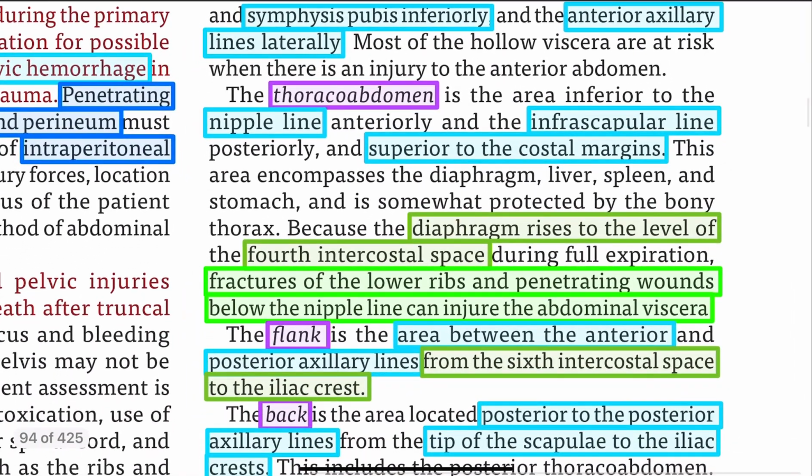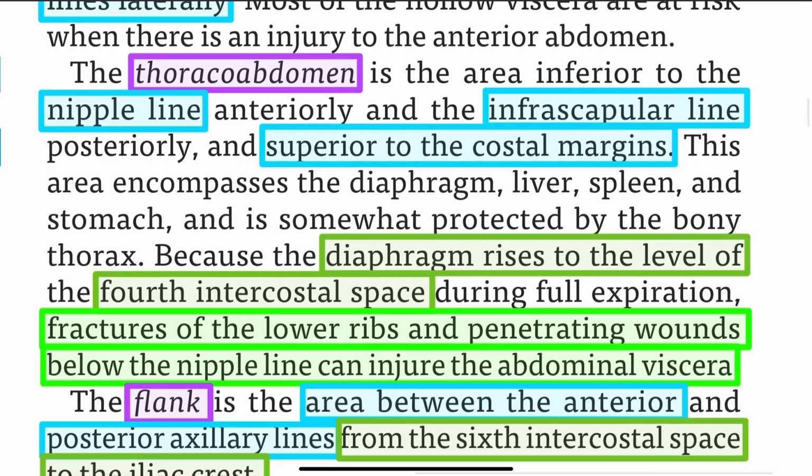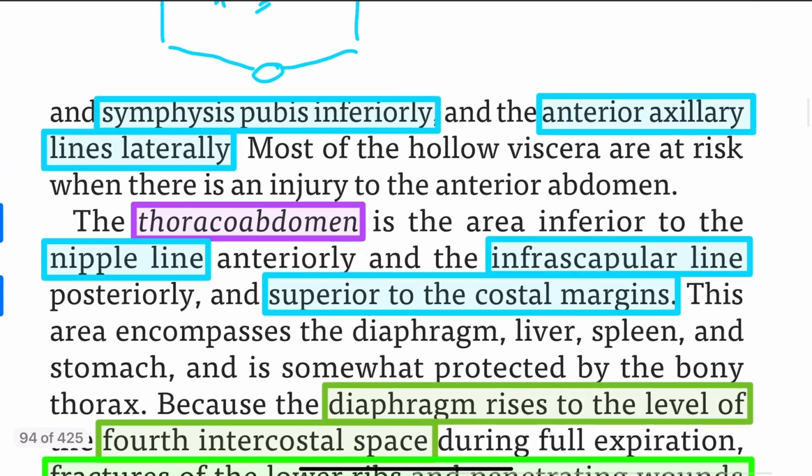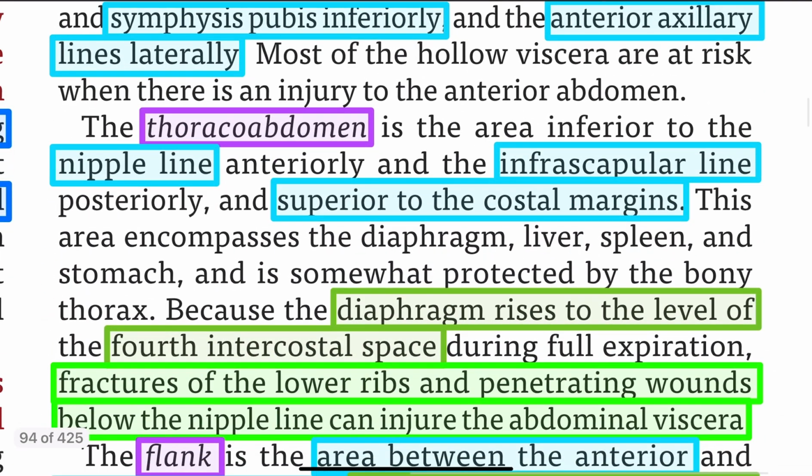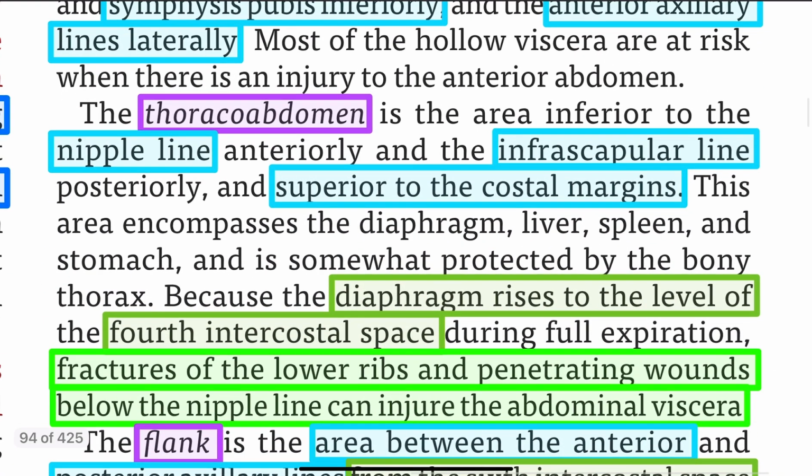Now come to the thoracoabdomen. Thoracoabdomen is below the nipple line, and then the infrascapular line posteriorly, and superior to the costal margin. In abdomen we have taken the upper margin of the costal margin. So in thoracoabdomen, it is superior to the costal margin, anteriorly the nipple line and posteriorly the infrascapular line. So this area comprises the thoracoabdomen.